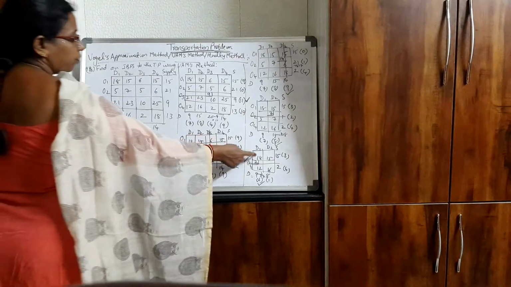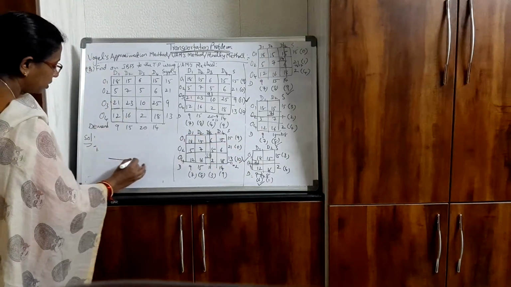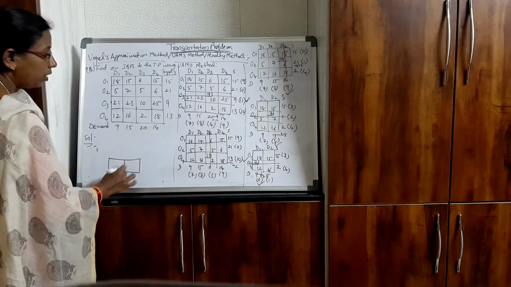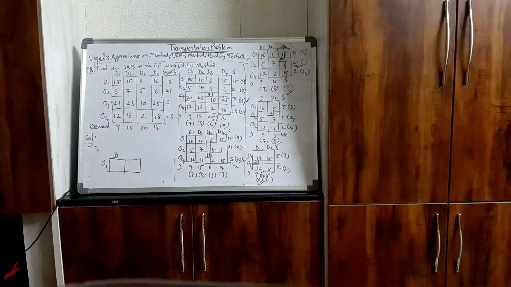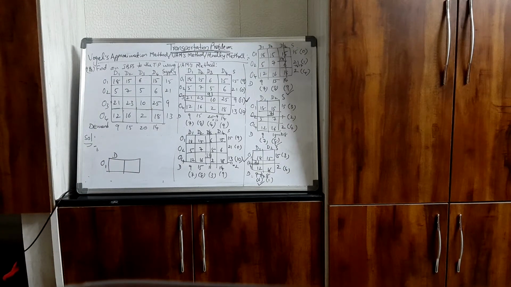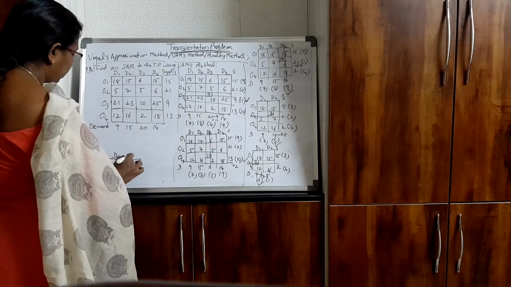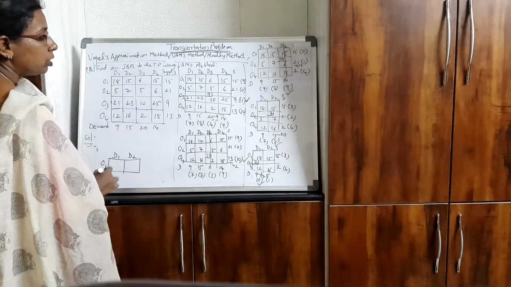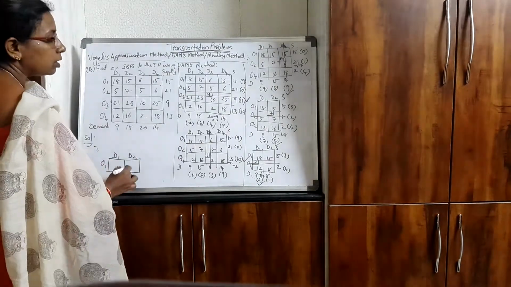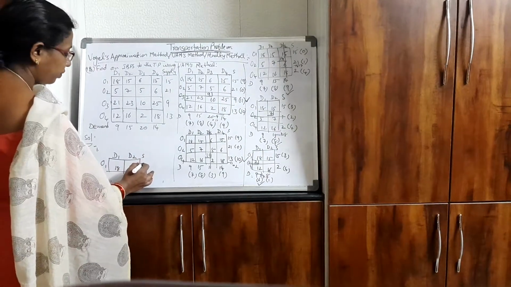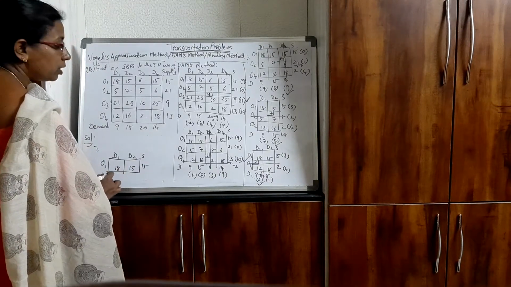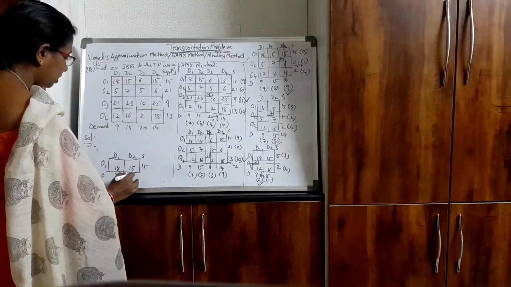So what is the last leftover table? I am drawing here. I have only one row left, O1, and I have 2 columns. What are those 2 columns? D1 and D2. So here I'll write D1 and here I'll write D2. So O1 is 18 and here it is 15. Supply value is 15. Demand value is, this is 7 and this is 8.